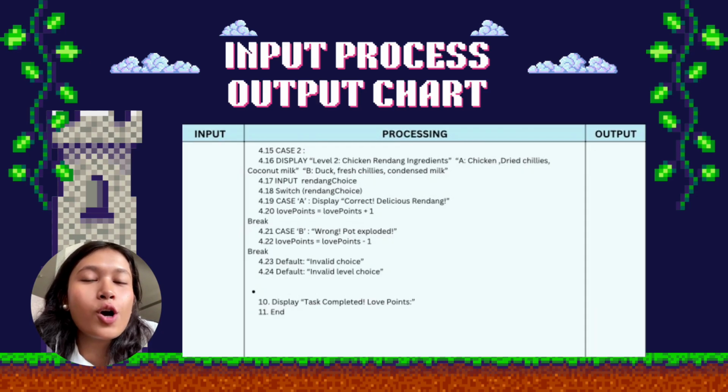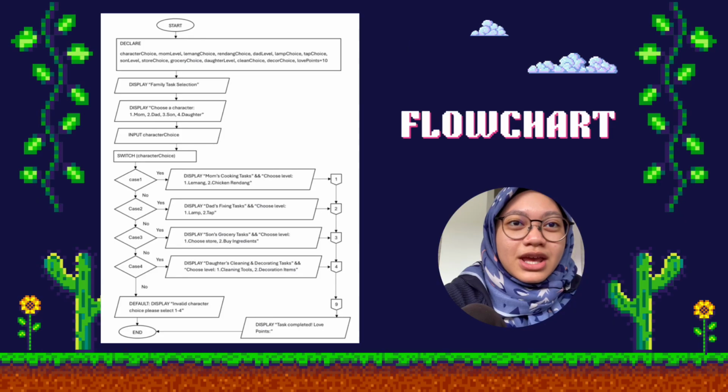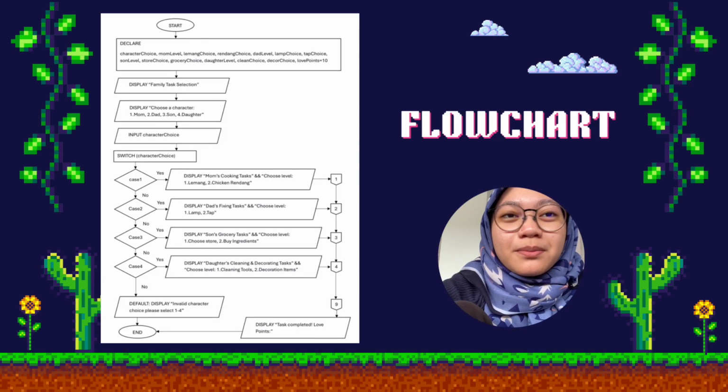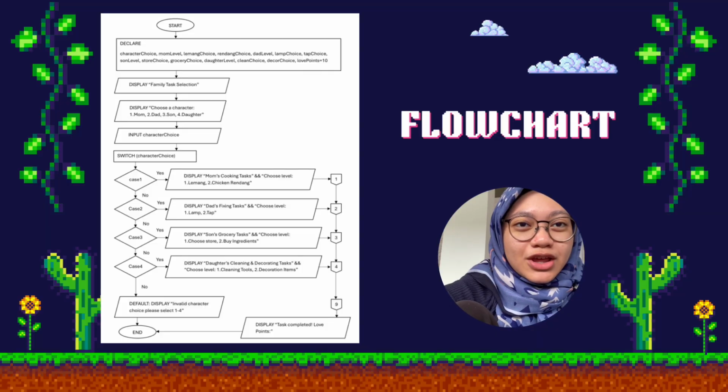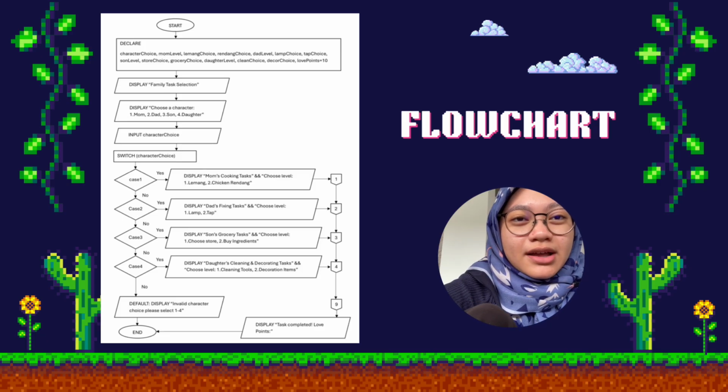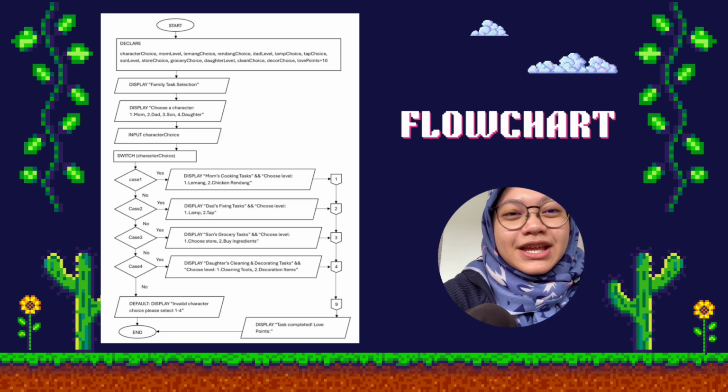Now we will be discussing the flowchart that will be talked about by Zahra. I will be explaining about our main flowchart of this game. First, you start the program. Then you declare all the variables. Next, display family task selection and choose a character: 1 mom, 2 dad, 3 son, 4 daughter. After that, input character choice. Then start the selection body by using switch case.